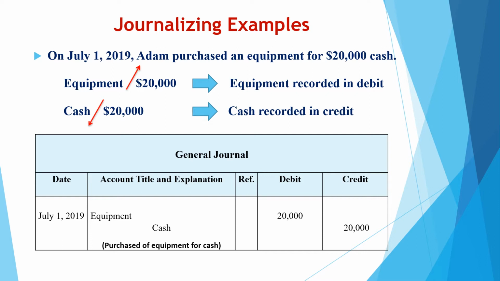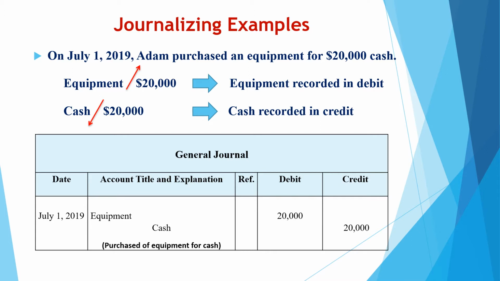Now let's prepare the journal entry of the example. We start with the date column. In the date column, we enter the date of the transaction, which in this example is July 1st, 2019. Now let's go to the second column, the account title and explanation. Before we start, we should know that the debit account is entered first at the extreme left margin, and the amount of the debit account is recorded in the debit column. The credit account should be indented and entered on the next line, and the amount of the credit account is recorded in the credit column.